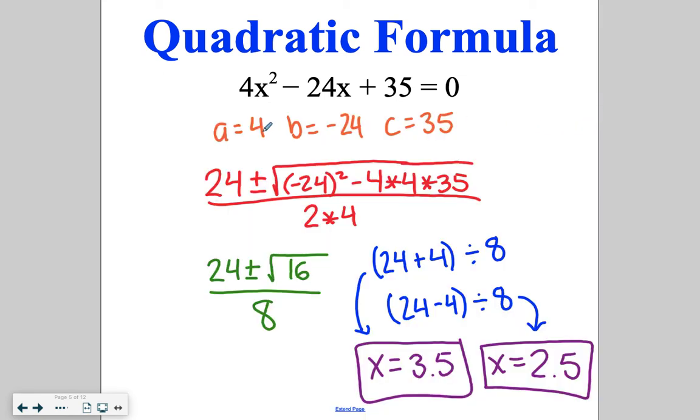So you have that a is 4, b is negative 24, and c is 35. Opposite of b plus or minus the square root of b squared minus 4 times a times c, all over 2a. Simplify the square root, break it up into the plus case and the minus case, and your two answers are 3.5 and 2.5.